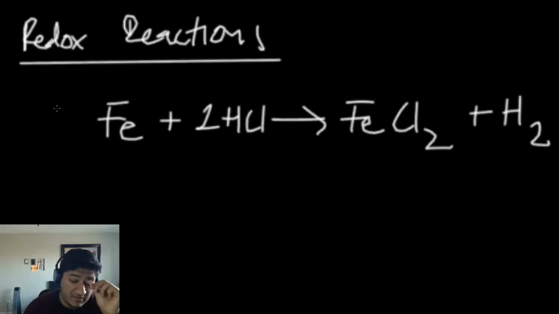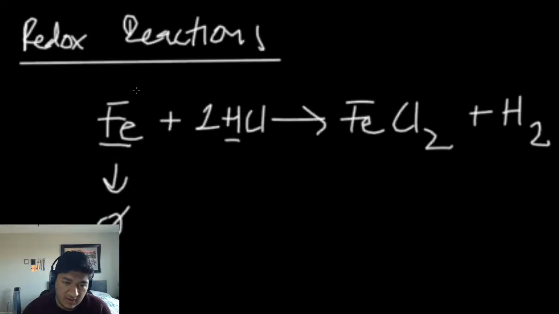So this is a redox reaction. It's also a single replacement where the iron is replaced by the hydrogen, and the hydrogen becomes diatomic. But essentially what's happening is there's a loss and a transfer of electrons. So the oxidation state, we talked about this in the previous video, is what we can mark in all of these. So the oxidation state of iron is 0.